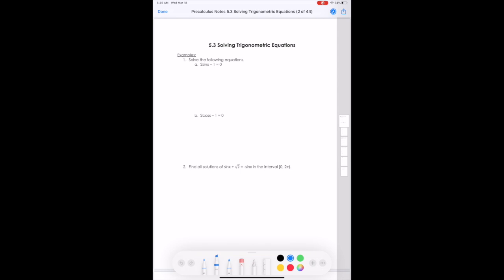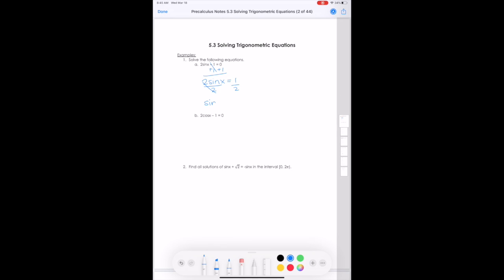Alrighty, we're doing 5.3, solving equations. What we're going to do is try to get x by itself, but we have trigonometry. So we are going to add 1 to both sides, cancel. It's just the same as solving an equation. Divide by 2, and then you need your unit circle for this.